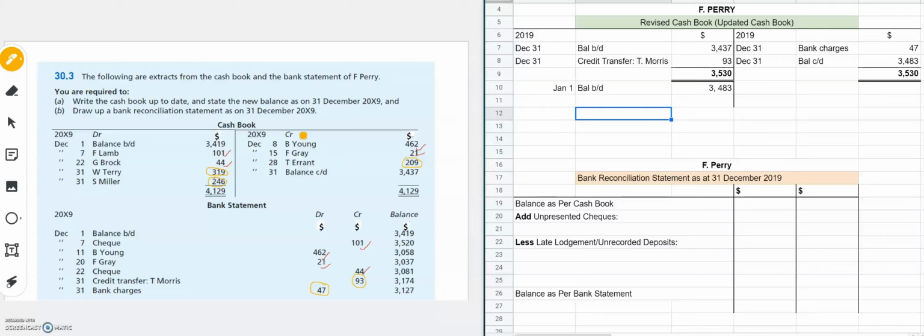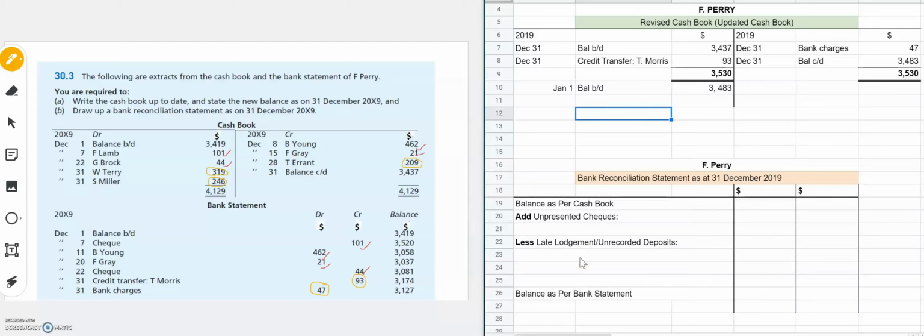Now, we enter the information in our bank reconciliation statement. We can start with our balance as per cash book, which is the balance brought down or carried down amount that we got at the completion of our revised cash book. Now there are two items that can be found in our bank reconciliation statement. We can have unpresented checks and we can have late lodgements or unrecorded deposits.